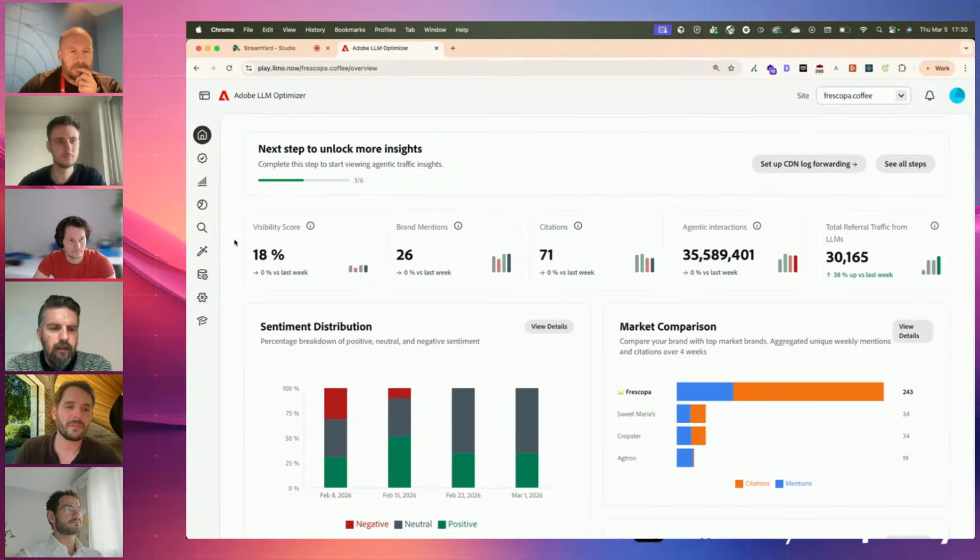Okay. And so you're working closely with Adobe.com. Does Adobe.com block bot traffic? Do you know that? Not to my knowledge, no.